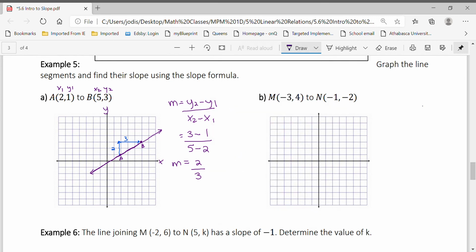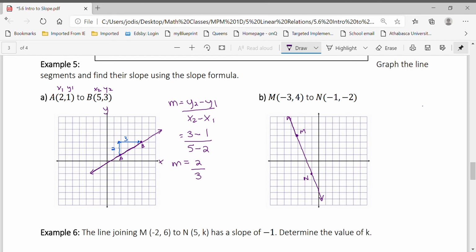All right, so let's try a second one here. This time we've got M is (-3, 4). So 1, 2, 3, 1, 2, 3, 4. There's my M. And then N is -1 for x, and then -2 for y. So then this can be my N. And then I'm going to draw a line using my ruler. Okay, make sure you extend your line well past the points.